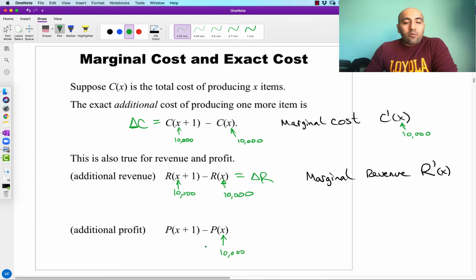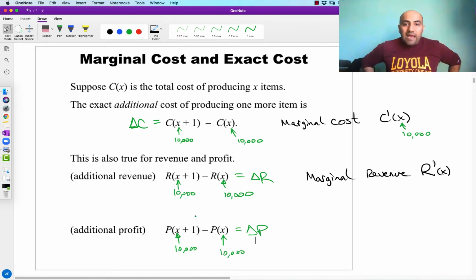And then if I want to know, well, what happens if I sell one extra bicycle? What's my profit look like? So that would be plugging in 10,001 and subtracting those two answers. Those two would give you delta P, the change in the profit. Delta P would be the exact change in profit if you go from 10,000 to 10,001 bicycles.